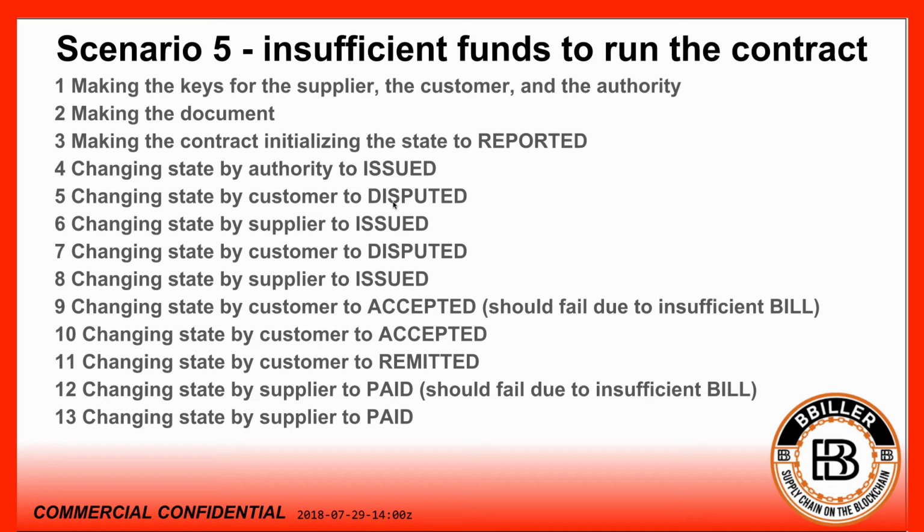The customer will change the state, it'll dispute the invoice, the supplier will say, no, you're wrong, it's okay, and this customer will say, well, no, I really want to dispute it, and the supplier will again say, no, it's okay. Now, by the time we get to this point, we'll see some of the usage of bill and how it is distributed across the different parties. We'll then try to change the state by the customer, but it will fail because there's not enough bill in the contract to do it.